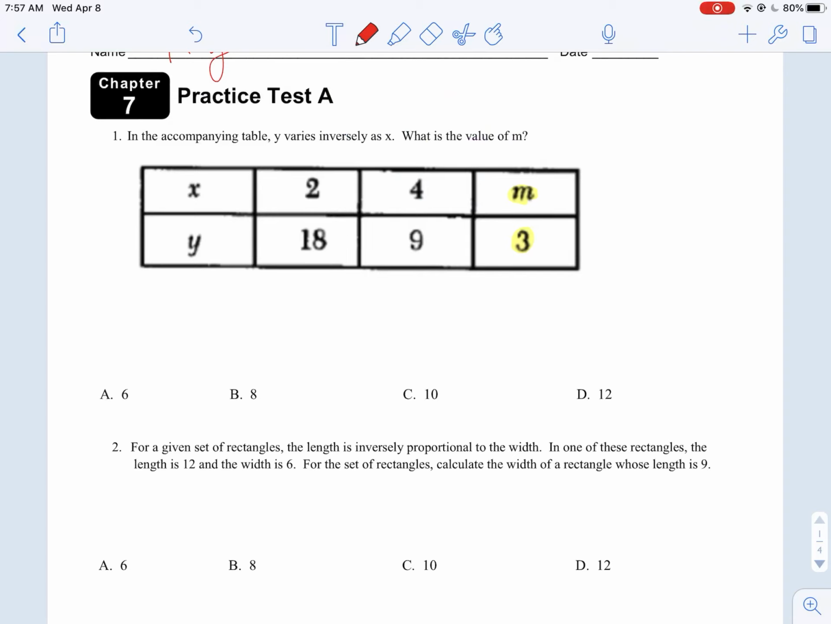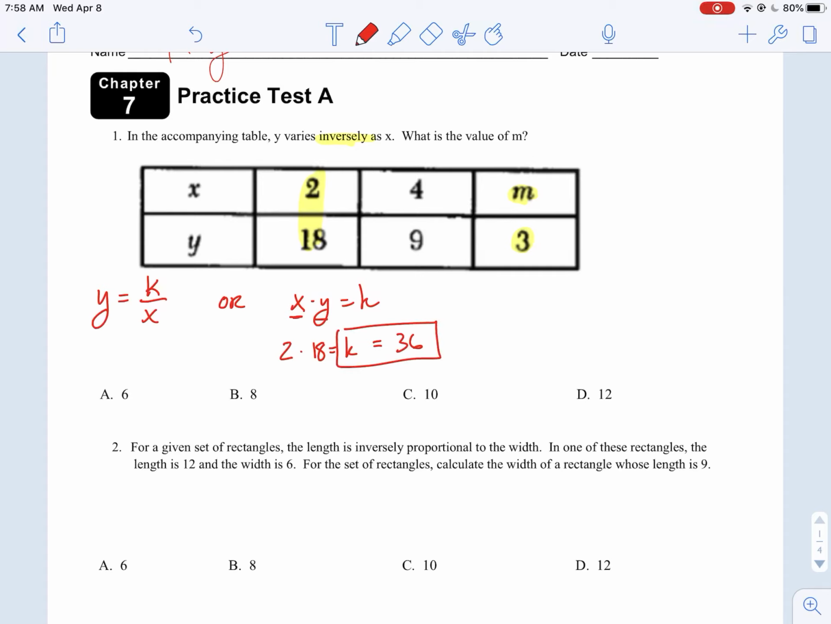Because we're looking at an inverse variation, and they say that in the directions up here, an inverse variation will always look like y equals k over x, or another way to think about that is x times y equals k. The reason that form is helpful is that we can replace both x and y with a paired piece of data. So I'm going to pair 2 and 18 to find that value of k. So I have 2 times 18 equals k, which gives me a value of 36.